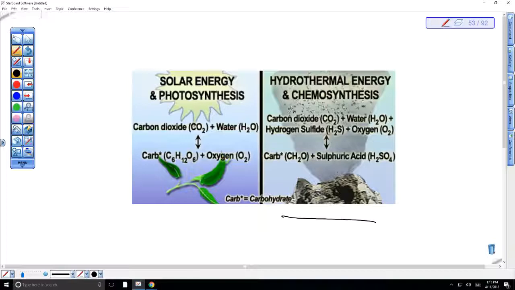So this kind of disproves our initial hypothesis that all of life is dependent upon sunlight as the ultimate source of energy, and that this ecosystem, which actually contains crabs and other crustaceans and shrimps and even fish, is all based upon chemosynthesis instead of photosynthesis.